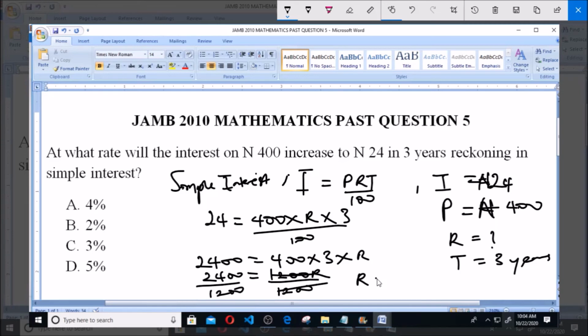So we have that R is equal to 2400 all over 1200, and R is equal to 2%. So the rate at which the interest of 400 will increase to 24 Naira in 3 years is 2%, which is option B. That is the answer to this question.